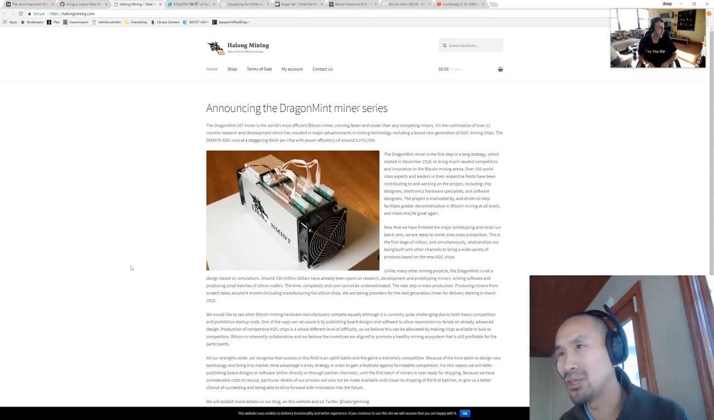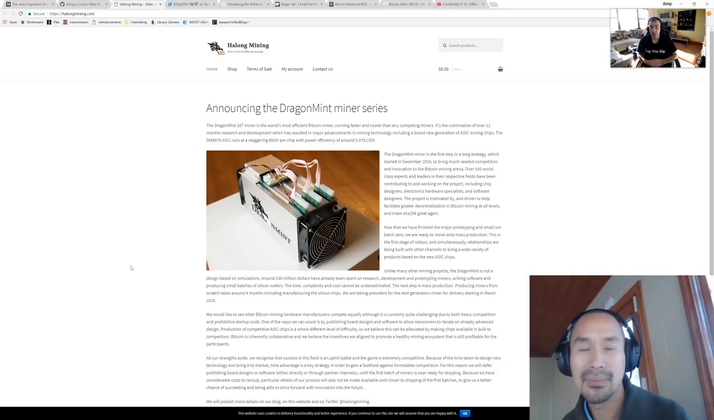This is the big news yesterday. Halong Mining with the DragonMint miner series. Very interesting stuff. It's a 16 terahash miner, and it's going for about $1,400, which is price competitive with the Bitmain S9, which is about 9 to 14 terahash for about $1,300. So, I mean, this is big news. Your thoughts on this, Tone?